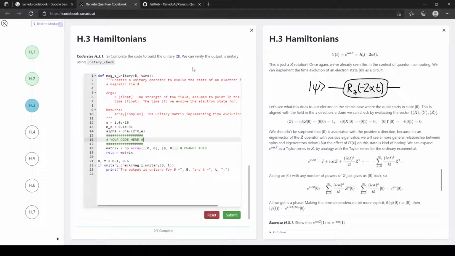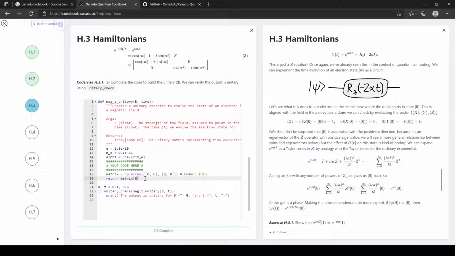Complete the code to build Unitary 3. Okay. Matrix 0 equals numpy cosine of alpha times. Actually, this is just e to the. I'll use my advanced knowledge of Euler's identity to say this is just e to the alpha times t prime times I, 1j in NumPy form. And this is just matrix of 1 equals NumPy. Oh, forgot. I should fix that. exp alpha time I times negative 1j.